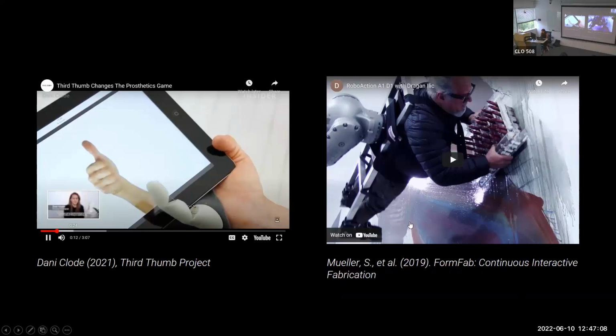On the, well, images don't seem to work. And then on the right-hand side, you see the reverse, that here the robot is extended by a human to paint on a canvas.